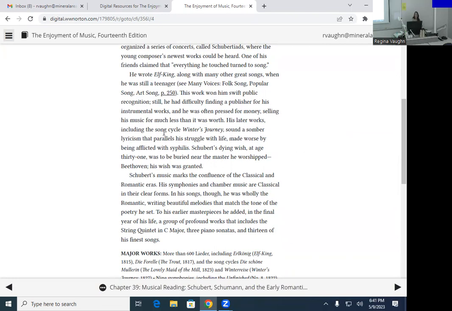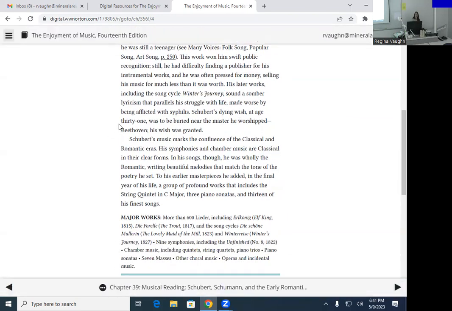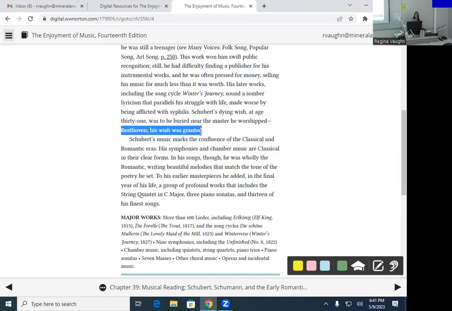His later works include the song cycle Winter's Journey, and his dying wish at age 31, so he did not live very long, was to be buried near the master that he worshipped, Beethoven. And so his grave is very near Beethoven's grave.